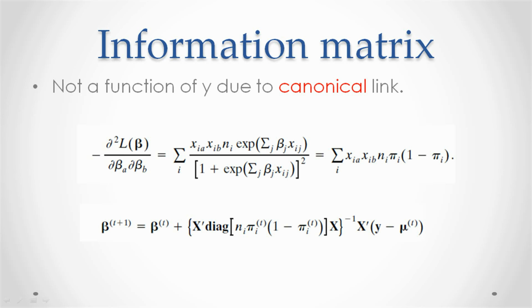In fact, minus del square L over del beta del beta prime is given by summation of x_ia x_ib n_i into pi I into 1 minus pi I. This means that the observed information and the expected information will be the same, and Newton-Raphson and Fisher scoring will lead to the same results. The last equation on this slide is the estimating equation for the IRLS algorithm applied to logistic regression.